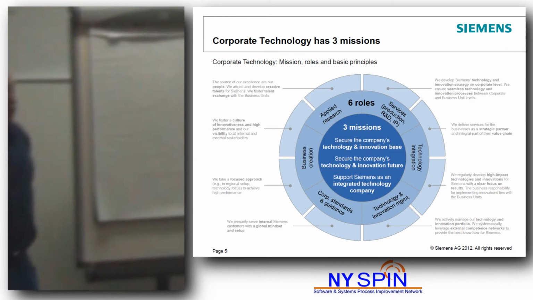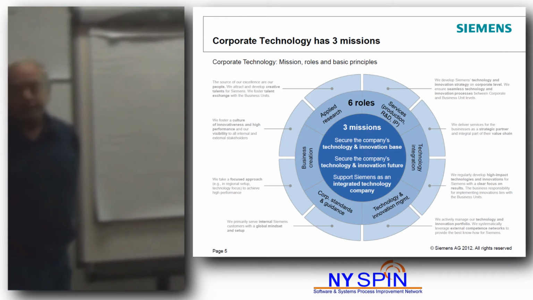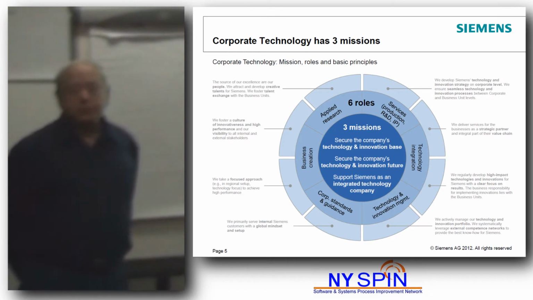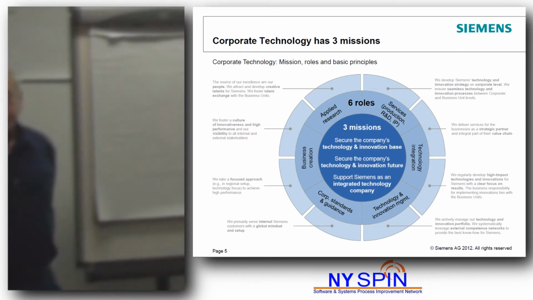And we support Siemens across the board as an integrated technology company. That is, if we're working in one area and we see something useful, we help to transfer it to another area. Because the Siemens companies by themselves tend to operate in silos. One Siemens company won't know what the other one's doing, and so our job is to make sure that there's a transference of best practices across the various Siemens companies. So that's basically what we do.